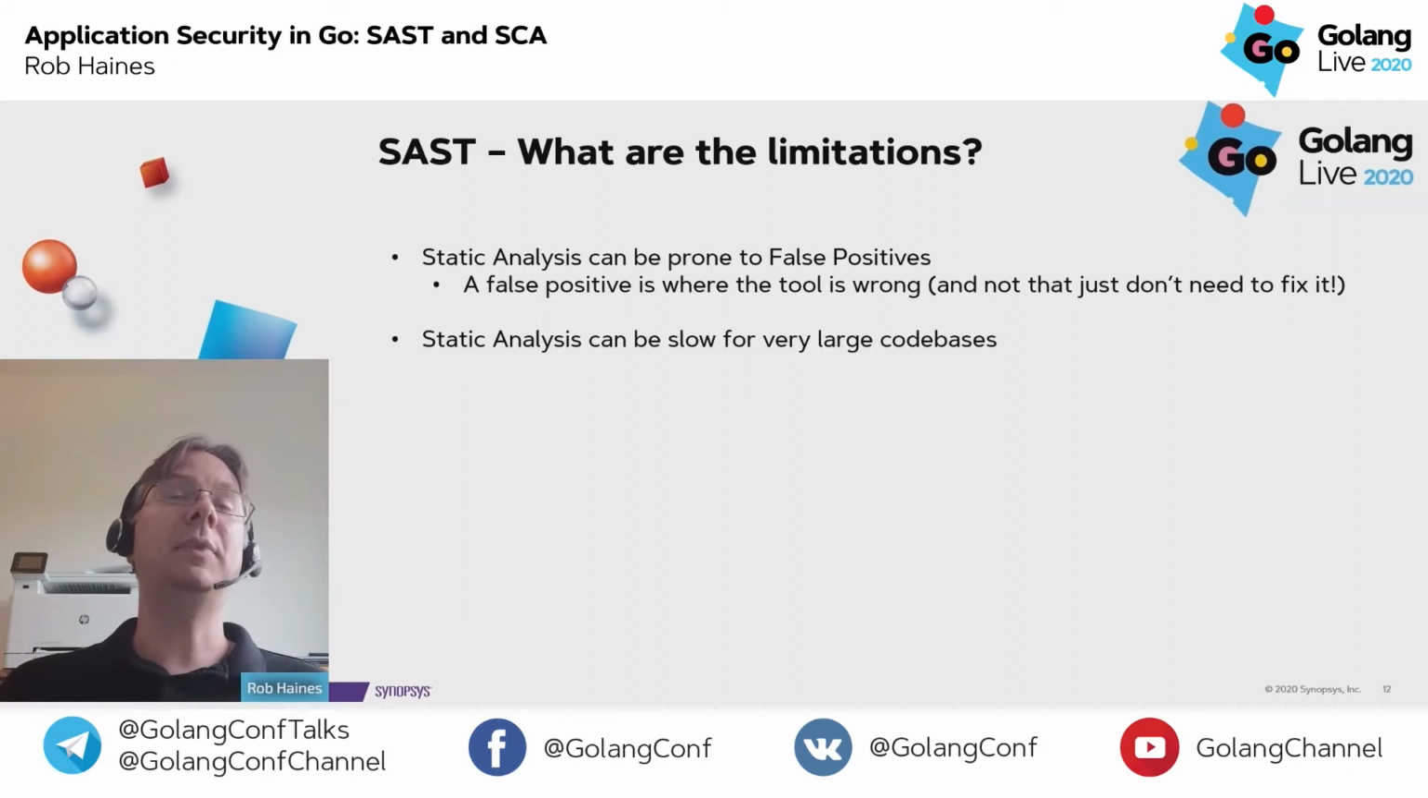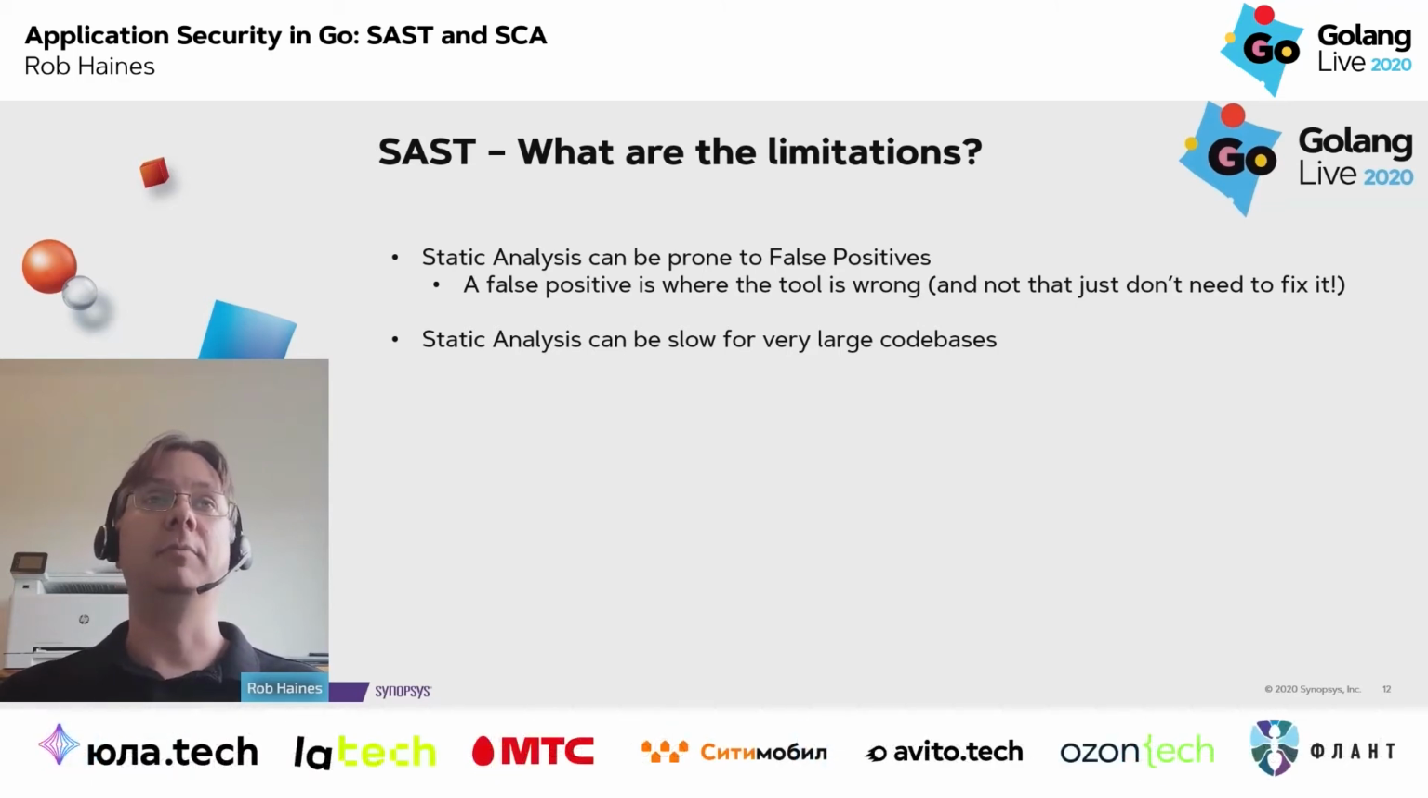Static analysis can be slow for very large code bases. Modern software development really is focused on being able to commit your code, run its tests, run any analysis quickly as part of a pull request or as part of the CI/CD system. We can analyze huge code bases. We have customers who have 15, 20 million lines worth of code in a single code base. And of course, that can take a long time to analyze.